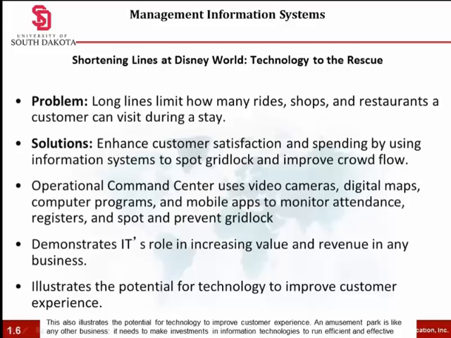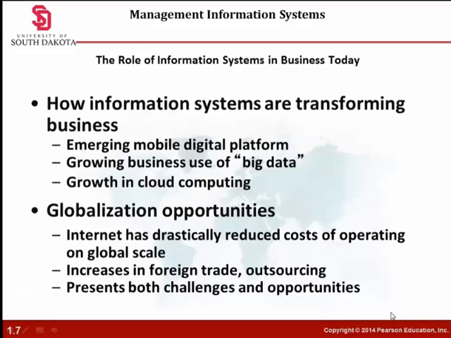This also illustrates the potential for technology to improve customer experience. An amusement park is like any other business. It needs to make investments in information technologies to run efficient and effective operations. So how do information systems transform business? We can do this through emerging mobile digital platforms, growing business use of big data, or we could grow our cloud computing. Some of the globalization opportunities include the internet, which has drastically reduced the cost of operating on a global scale, and the increase of foreign trade, i.e. outsourcing. Both present challenges and opportunities.